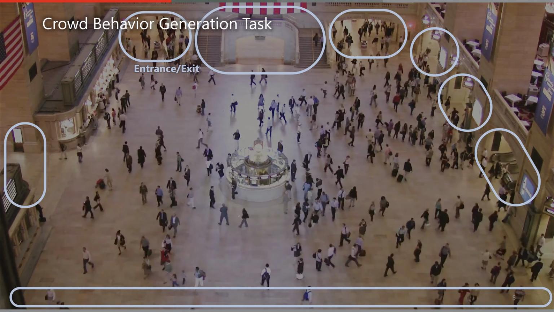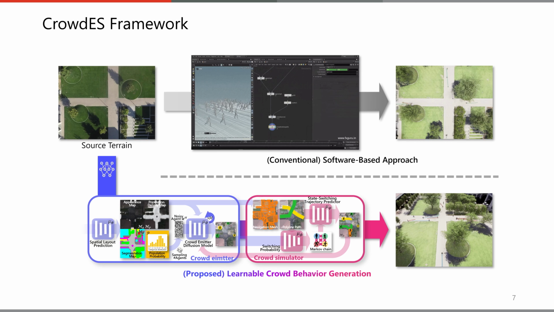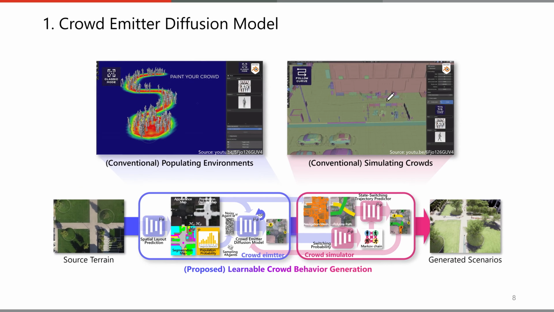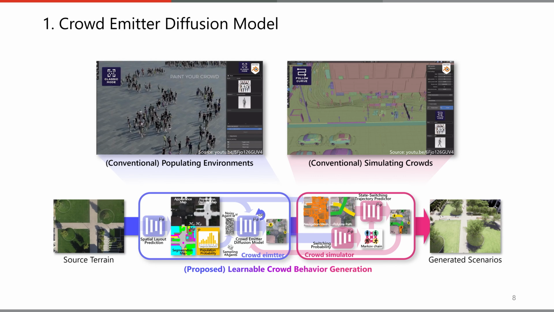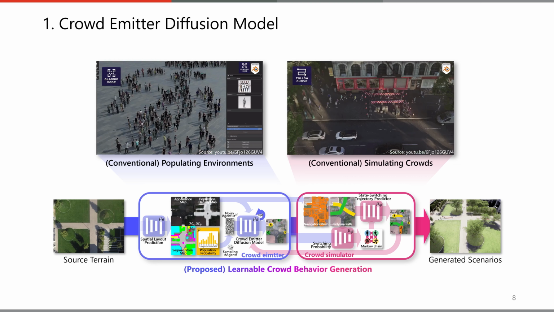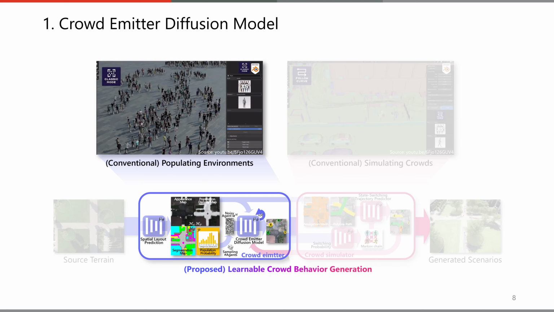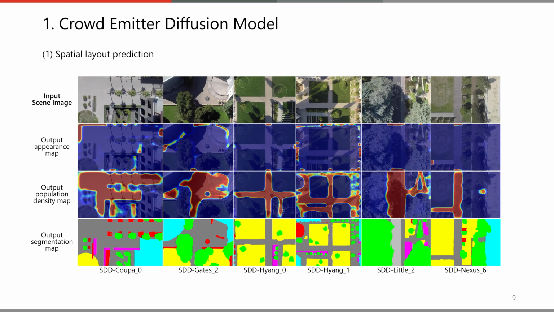And then we design a runnable framework for this task that replaces the conventional software. Specifically, we designed two models, the crowd emitter and the crowd simulator. They are designed to replace the conventional processes. First, the crowd emitter is designed to replace the conventional populating environment process, where workers manually paint the populations on the environment. In detail, given an input image, a spatial layout prediction module outputs three types of maps.